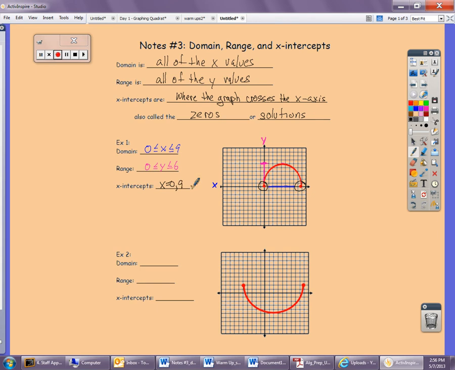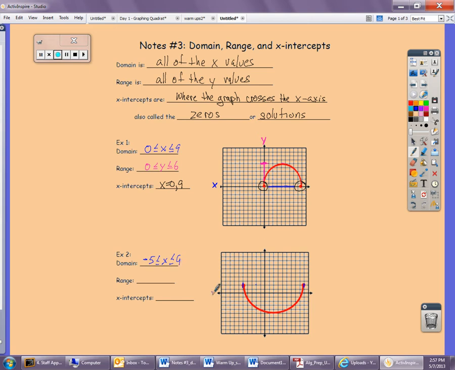Now when we look at graph number 2, once again, we're going to talk about the domain first. The domain is all of your x values. This graph stops right here and continues along that path. So it stops at negative 5, and it continues and goes to 9. So x is between negative 5 and 9. So x is anything in between negative 5 and 9.